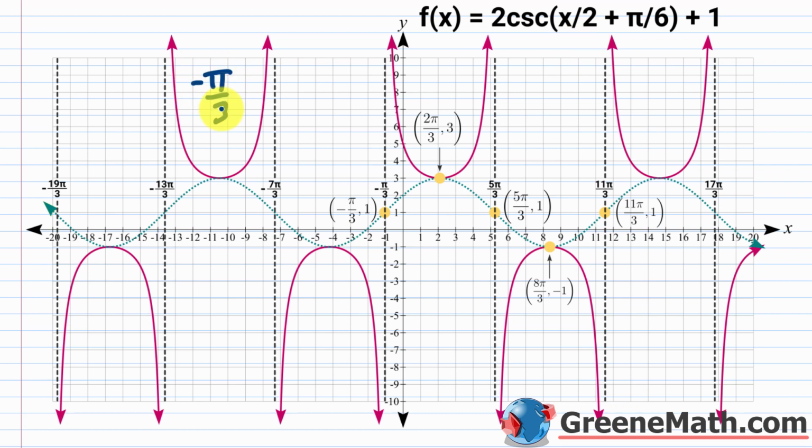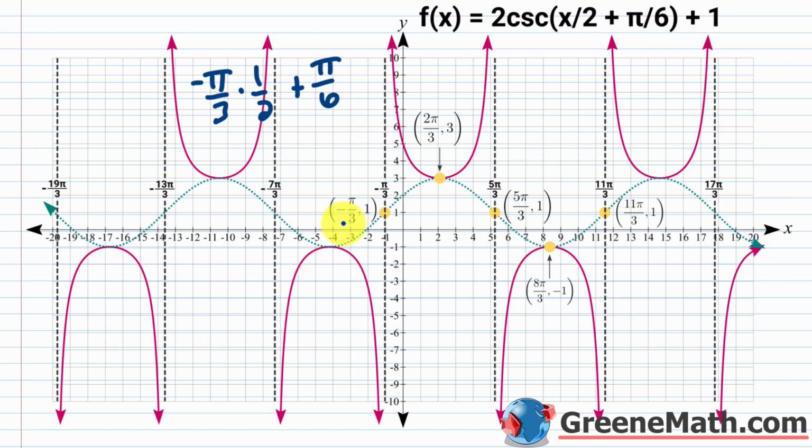So we have negative pi over 3, divided by 2. So let's just multiply by half. And then you have plus pi over 6. Well, obviously, this right here, this negative pi over 3 times a half, that would be negative pi over 6. Negative pi over 6 plus pi over 6 is 0. The cosecant of 0 is going to be undefined because the sine of 0 is 0.